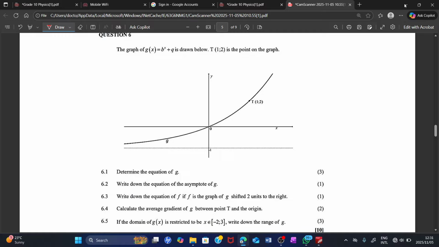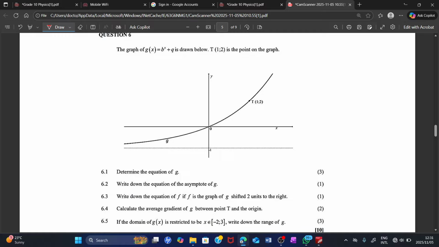This is our revision for mathematics. We look at graphs. We look at an exponential graph in this question. The graph of g of x is equal to b to the power of x plus q is drawn. T(1; 2) is a point on the graph. Determine the equation of g.